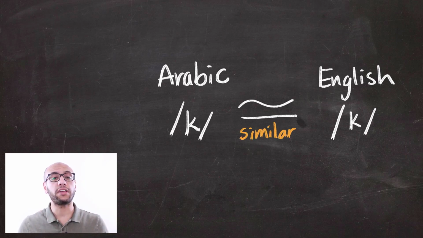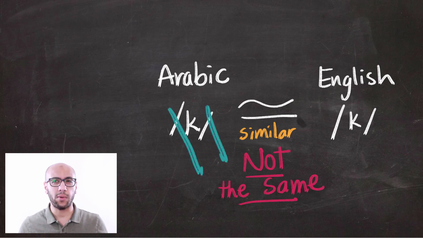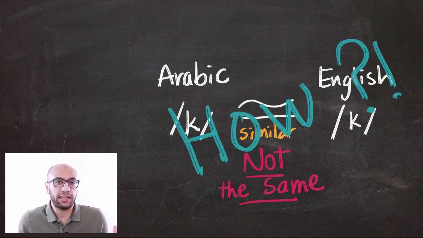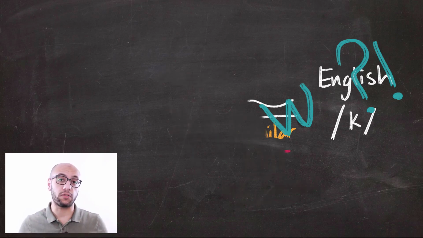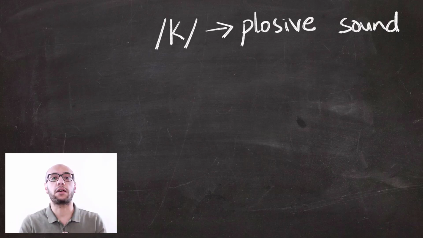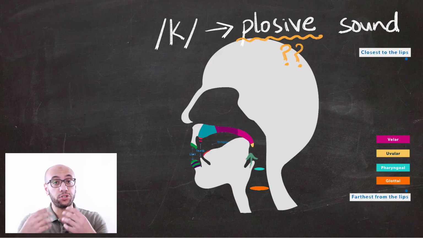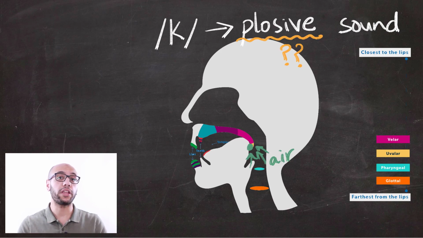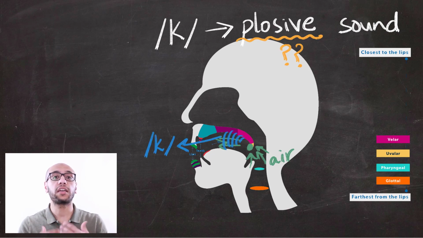But it would be a mistake to think that they are exactly the same. But then you might be thinking, how is K different? It should be like every other language. K is the same everywhere. But that's not correct. And to understand that, you need to know that K is generally a plosive sound. So what is a plosive sound? It means that it is produced by keeping some gush of air behind your tongue for a small instance and then letting it go, thus creating the sound, like so, k, k.